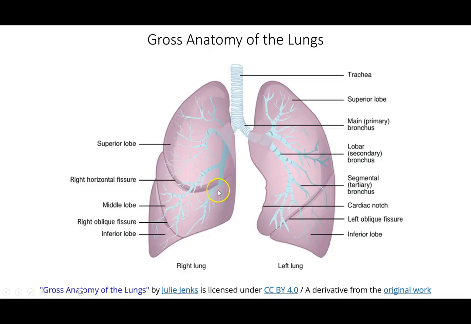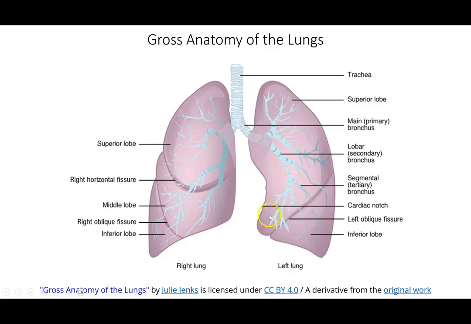So we have the right horizontal fissure and right oblique fissure. And then on the left side, we just have the left oblique fissure going up the side. And this is where all of the bronchioles are going to travel into. So you can see our trachea here, primary bronchus, and then we've got the secondary bronchus, and then the tertiary or lobar bronchus or segmental bronchus down here.